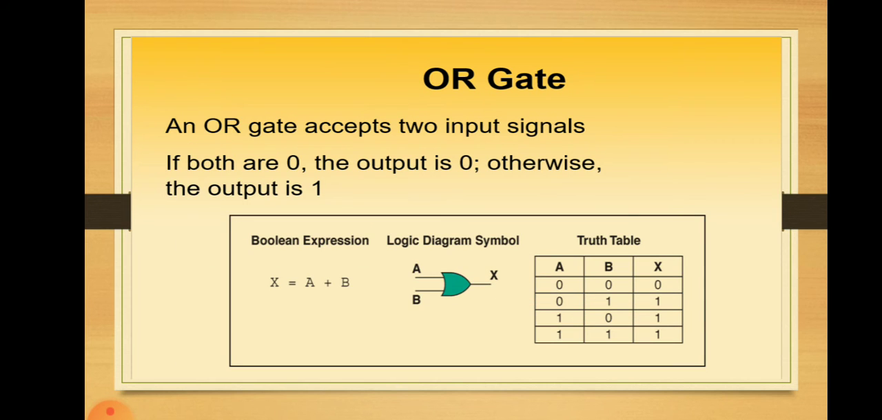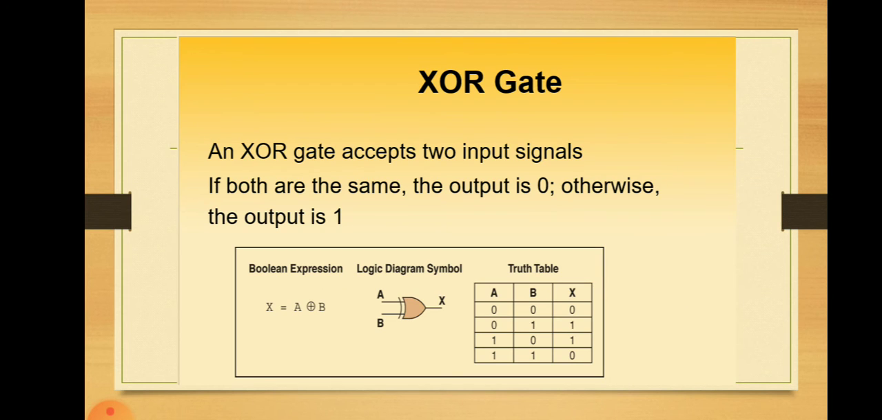Then next one is an OR gate. OR gate accepts 2 input signals. If both are 0, the output is 0, and otherwise the output is 1. Means Boolean expression is a plus b, and logic diagram symbol is a and b, these are the inputs, and x is the output. Truth table a b, this is 0 0, output is 0, 0 1 output is 1, 1 0 output is 1, 1 1 output is 1. This is an OR gate. XOR gate. An XOR gate accepts 2 input signals.